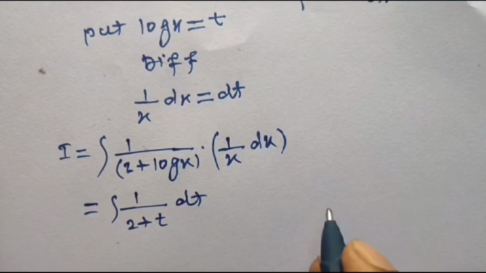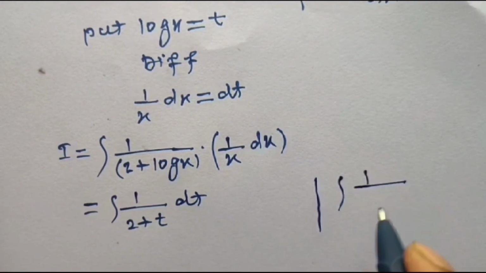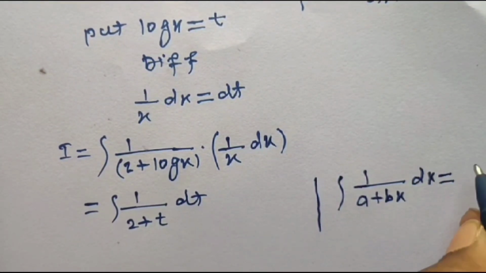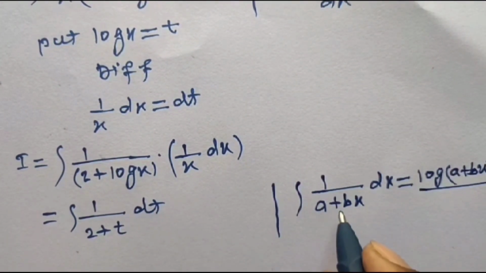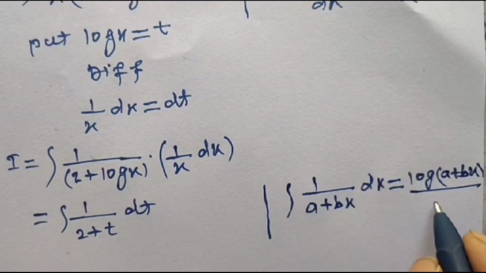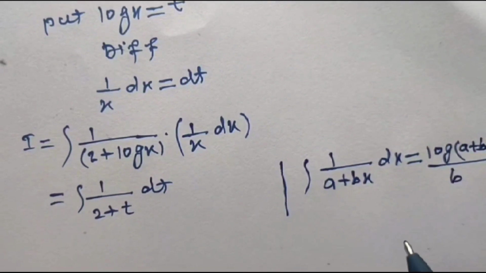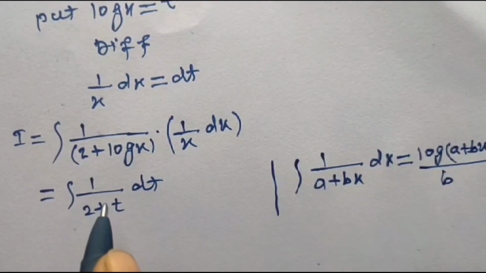So the integration formula: integral of 1 upon a plus bx integral with respect to x is equal to logarithm of a plus bx divided by the derivative of a plus bx with respect to x, that is b, because the derivative of a becomes 0. So you can apply this formula to get the integral value of this.